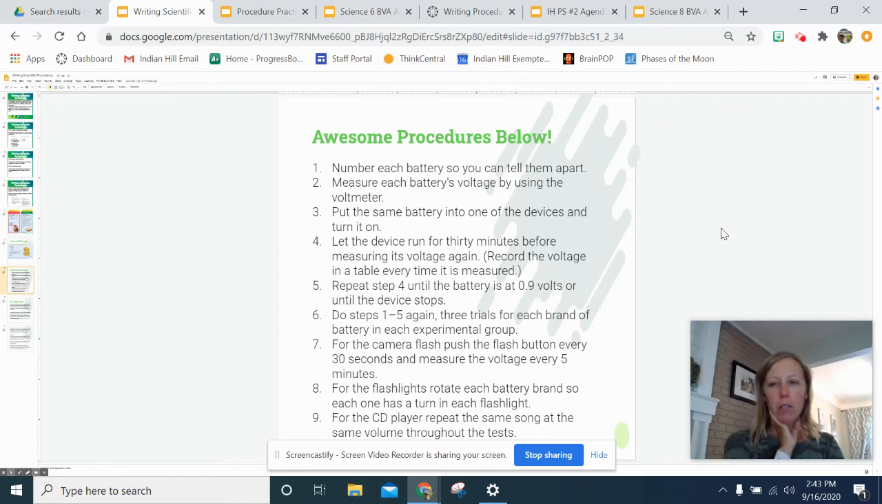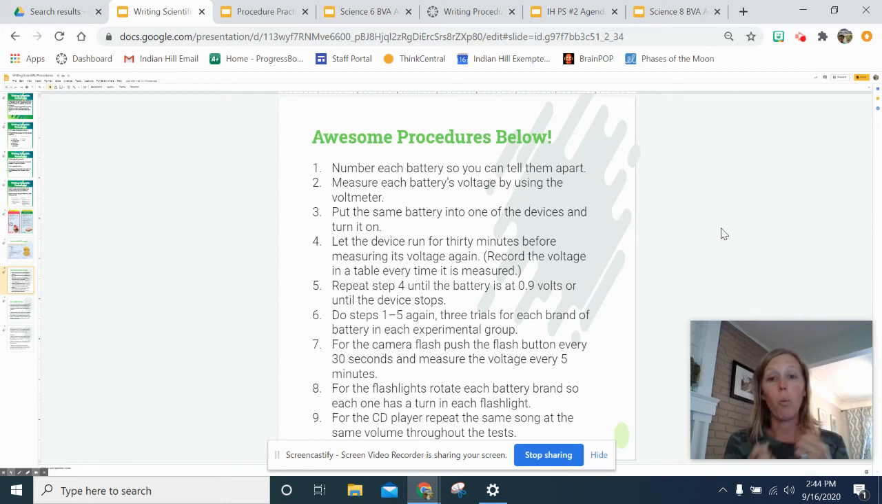So as you read, look at all those details, full of nouns, full of qualitative and quantitative descriptions. Okay, so this is what I want your procedures to look like. They're clear. Anyone else could pick these up, grab these materials, and complete the investigation and report back the same findings that you found.